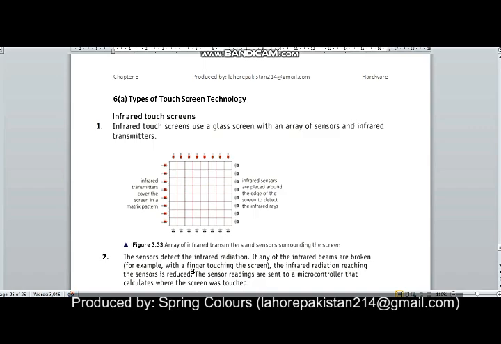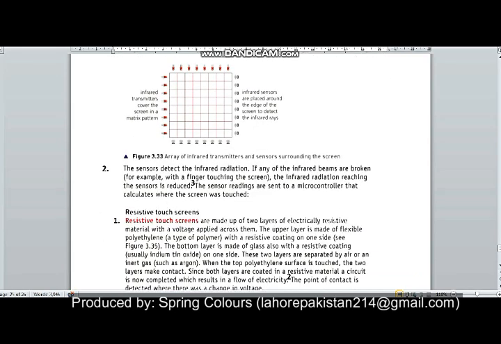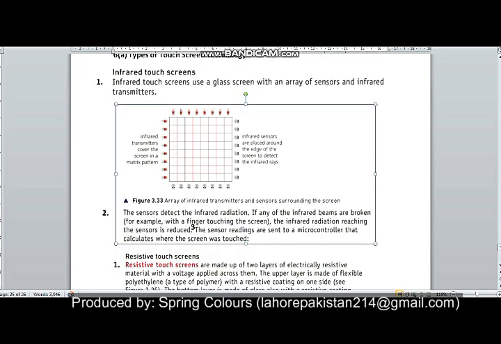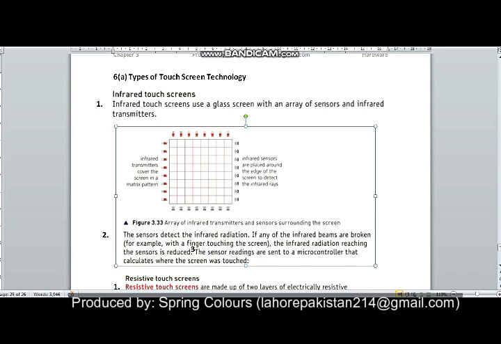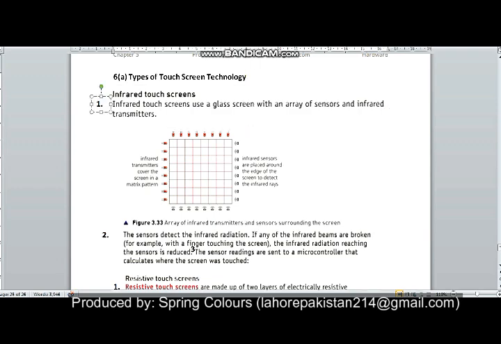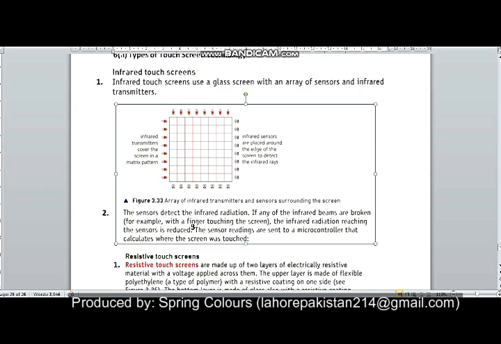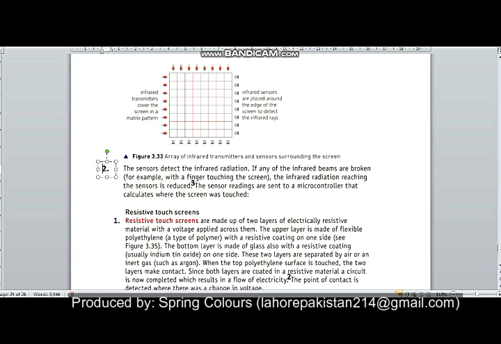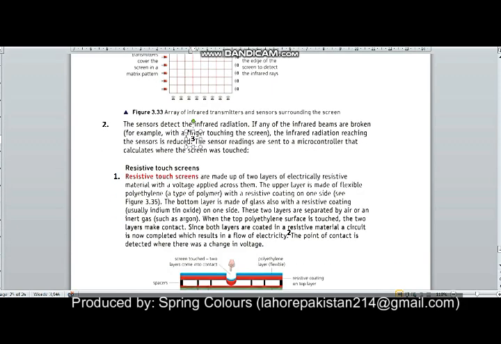As you can see, I have also taken the diagram of the resistive touch screen. Because the question carries six marks, I have broken the paragraphs into points. I have numbered the first paragraph as the first point, and I have mentioned the diagram also. Then the second paragraph I have broken into two points. This is the second point and this is the third point, because the question carries 6 marks.